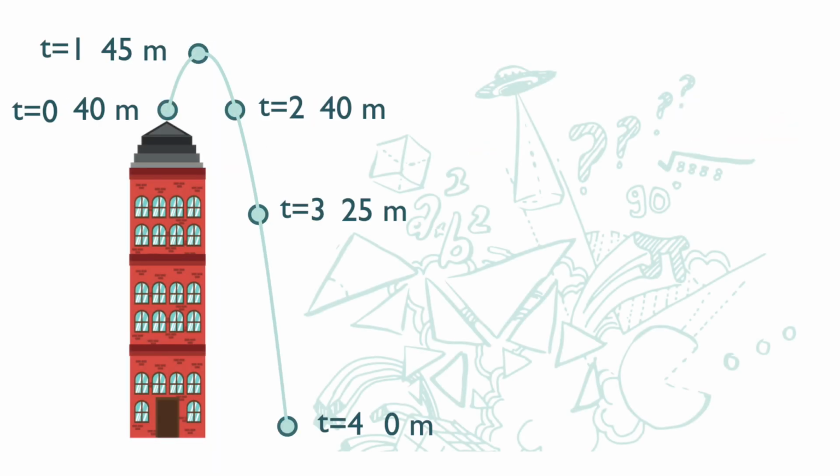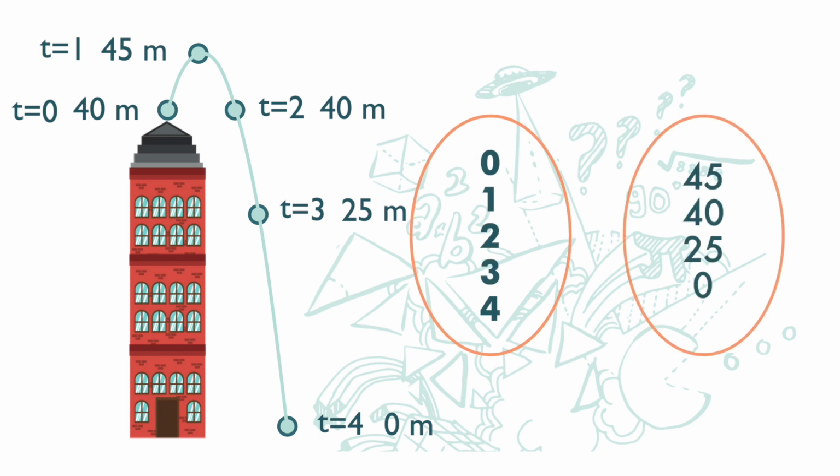Let's look back at the example and this diagram. There are a few things that we must note. In this kind of relationship called function, first, one element in the set of input can be mapped to only one element in the set of output. So we cannot have cases where t is 2 is mapped to position of 40 meters and 25 meters.